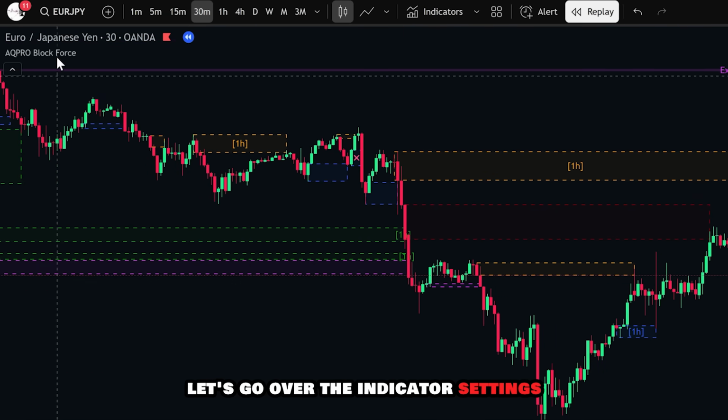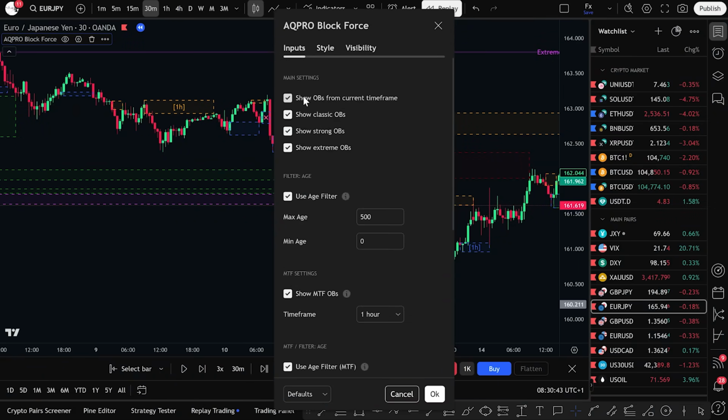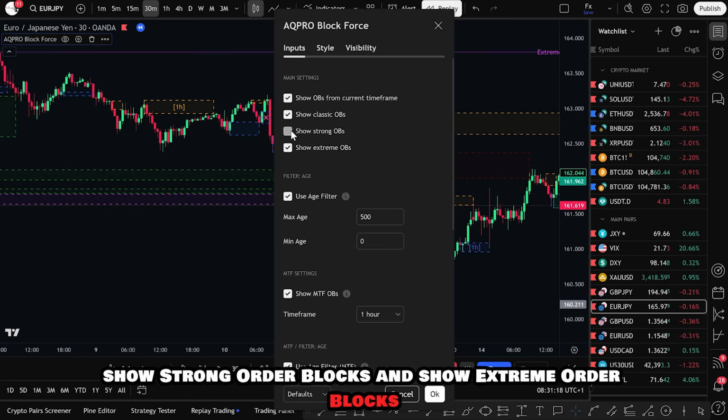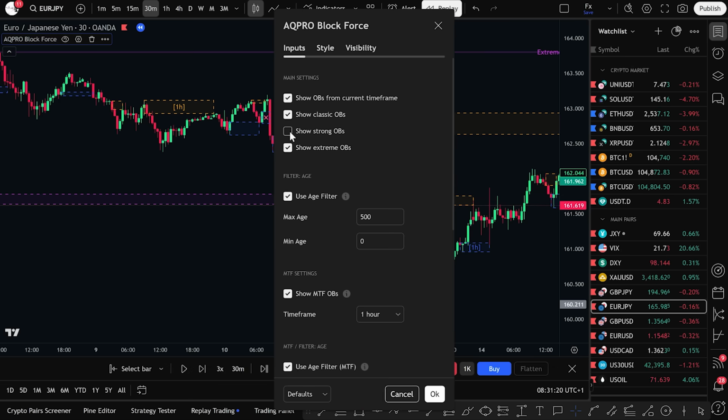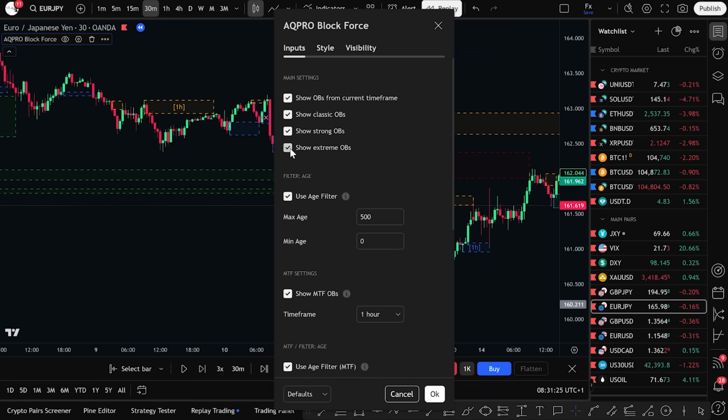Let's go over the indicator settings. Start by enabling Show Order Blocks from Current Time Frame. This activates zones from your chart's selected time frame. Then turn on Show Classic Order Blocks, Show Strong Order Blocks, and Show Extreme Order Blocks. All three types will be visible and labeled on your chart.